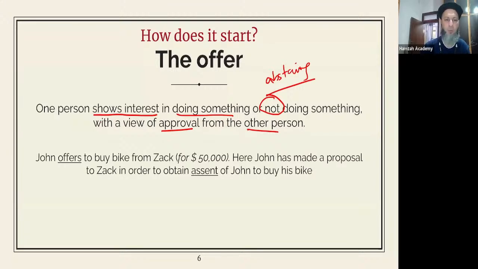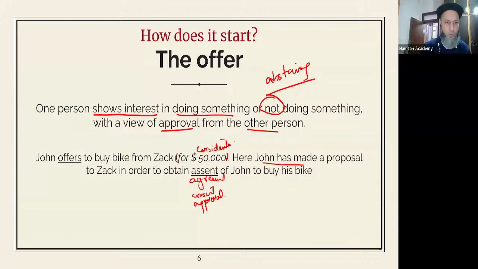Okay, an example here. John offers to buy bike from Zach for 50,000. This 50,000 is in brackets. I don't read it, but for the first time, I'm telling you, this is the consideration. We will talk about it in a later part when we study consideration. That's why I'm not talking about this at the moment, even though it is a valid part. John offers to buy bike from Zach. Here, John has made the proposal to Zach in order to obtain assent. Assent means agreement or consent or approval from Zach to buy his bike. So in this case, John is the offerer.